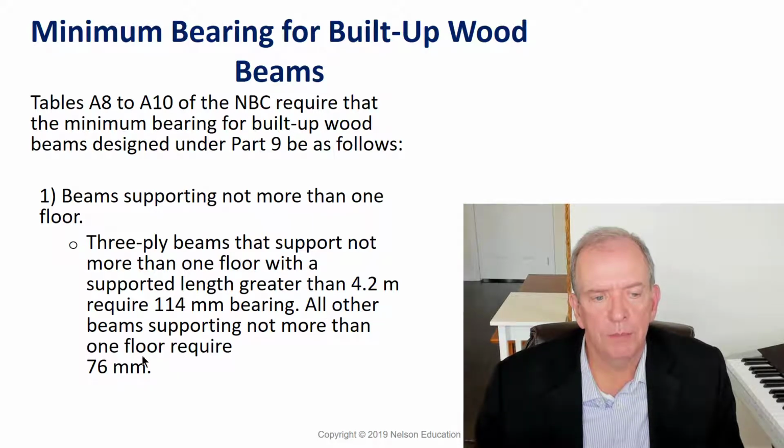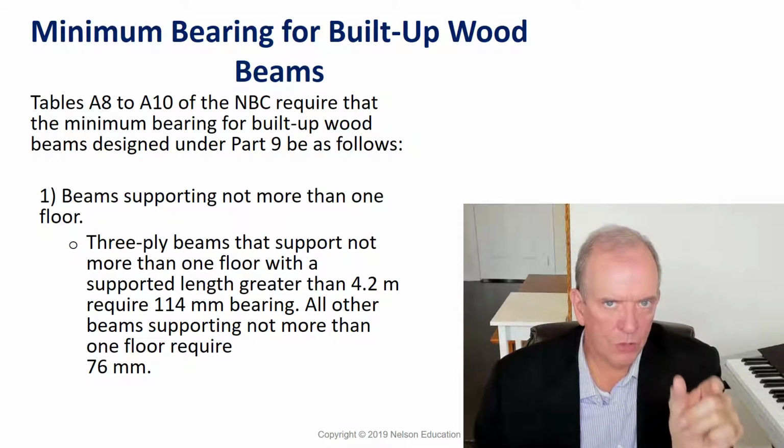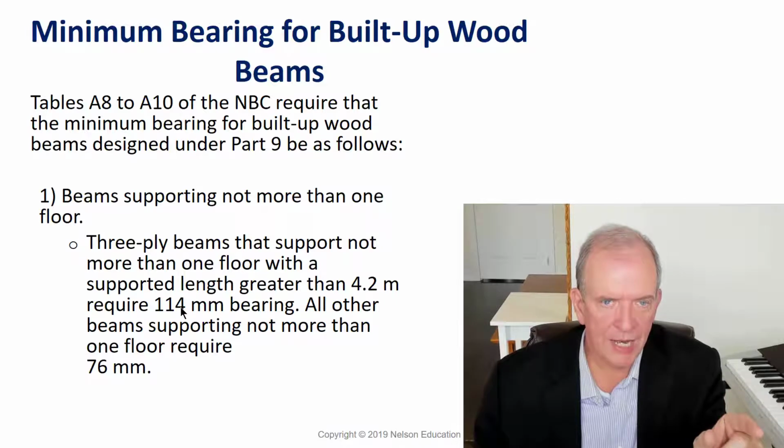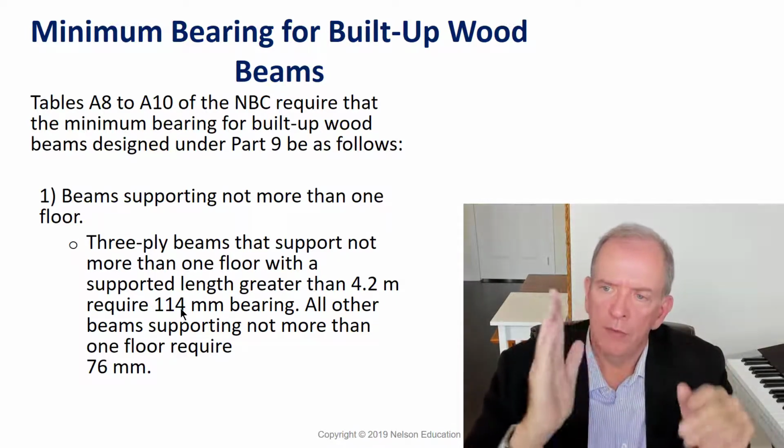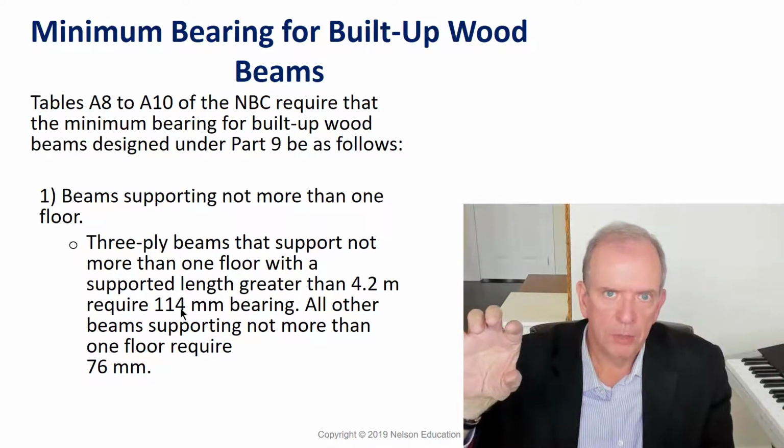Where do they get these crazy numbers, 114 and 76? Well, if you remember from the last lecture, we talked about dimensional lumber, and we said 38 millimeters by 184 would be a 2x8. All the dimensional lumber was 38 millimeters thick. That's standard. So 38 millimeters twice is 76. 38 millimeters 3 times is 114. So it's saying, if this beam is going across here, I would have to have 3 members supporting it.